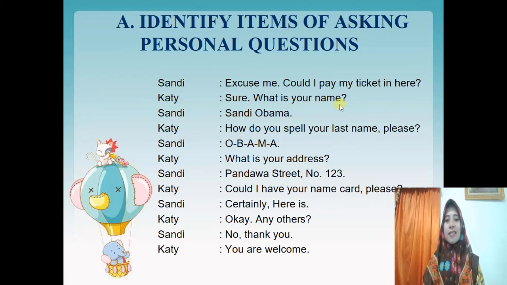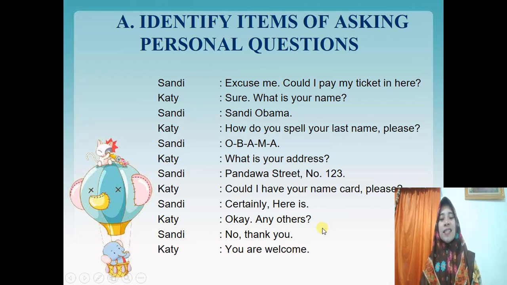What else? Okay, good. Next sentence. How do you spell your last name, please? Okay, this one is a sentence for asking personal questions. Good job. The next? Yes, the next sentence is, what is your address? This is called asking personal questions. And then the next asking personal question is, yes, could I have your name card, please? Okay, good. Any others? Okay. Well, I hope that all of you understand which ones are called asking personal questions based on a dialogue conversation.